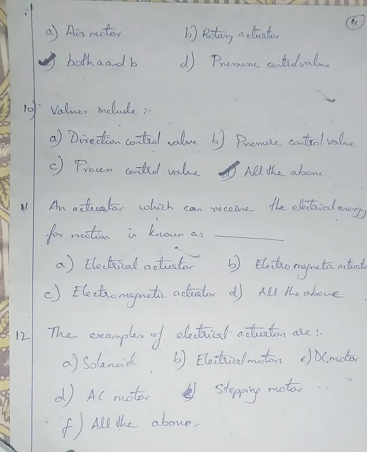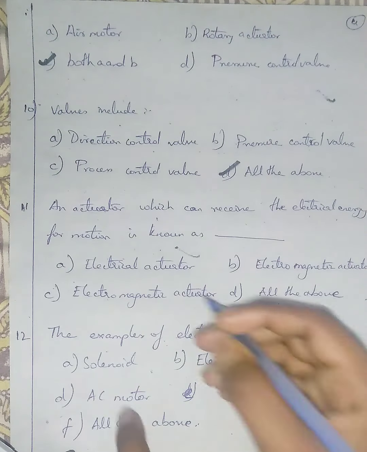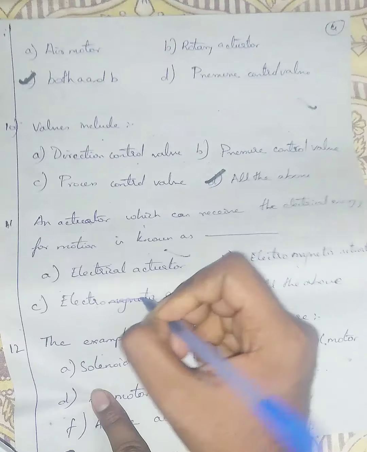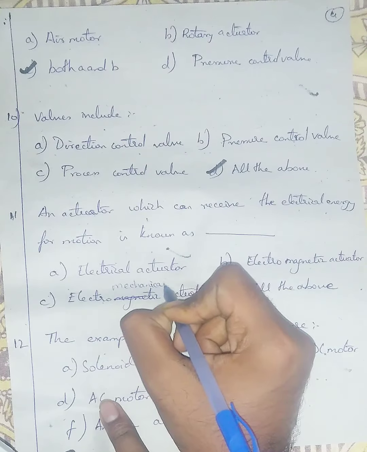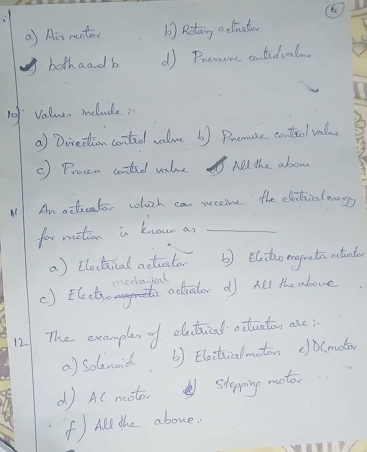Question number 11. An actuator which receives electrical energy for motion is known as: option A, electrical actuator; option B, electromagnetic actuator; option C, electromagnetic actuators. Actually it should be electromechanical actuator. I'm rewriting C as electromechanical actuator. Option D says all the above.